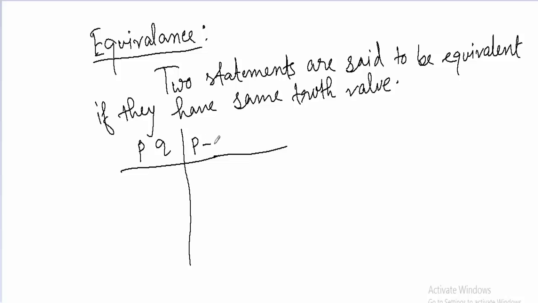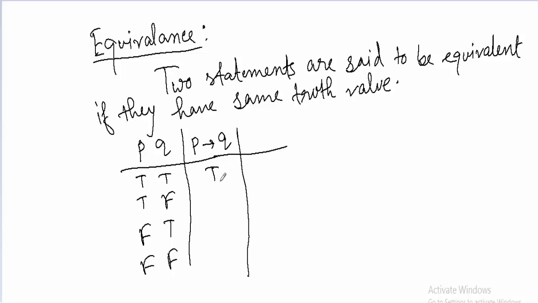P implies Q. First we find P: true, true, false, false, and Q: true, false, true, false. All the combinations, and we know that the truth value of P implies Q is true, false, true, true. And let's find the truth value of not P union Q.